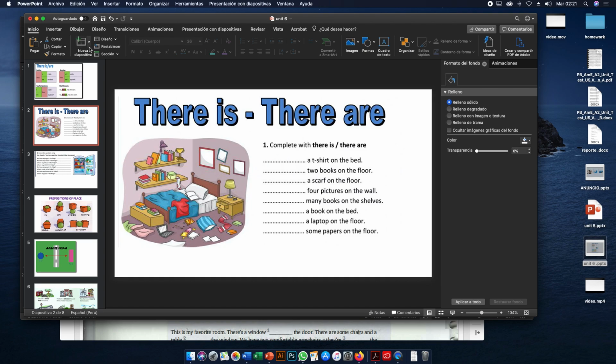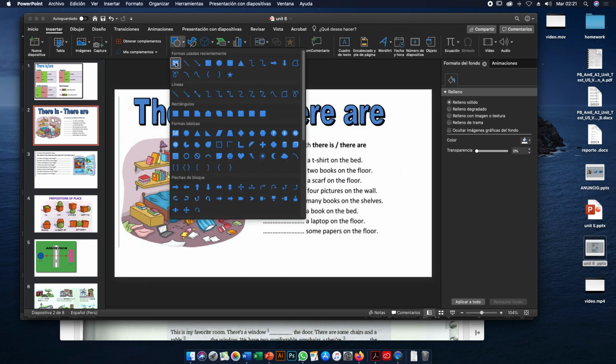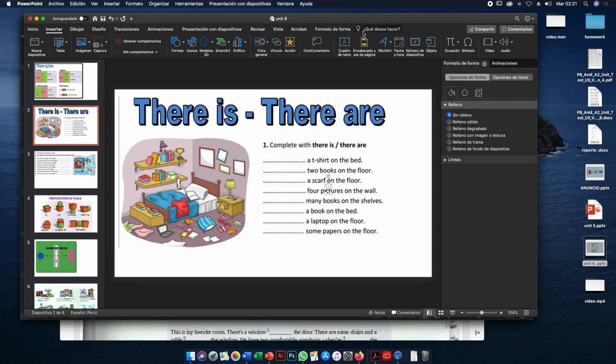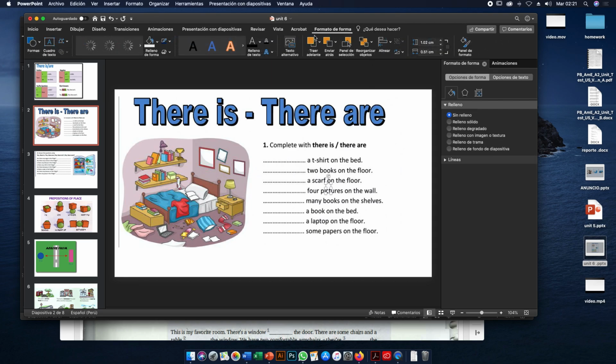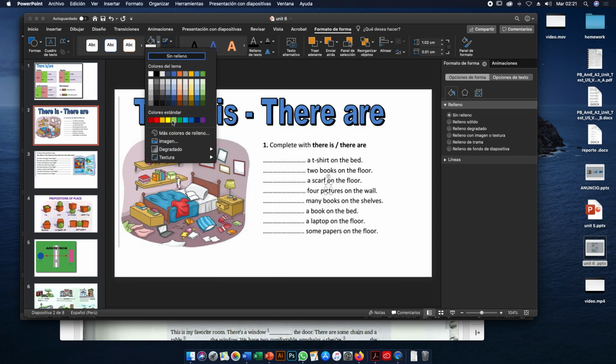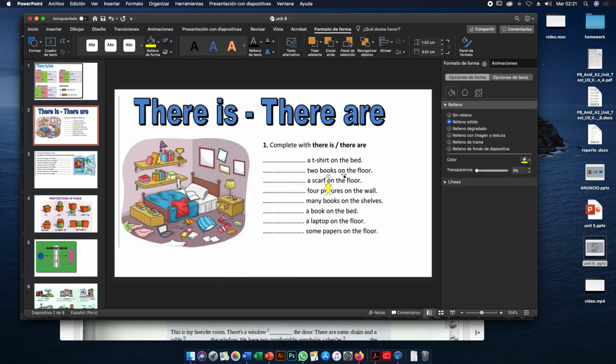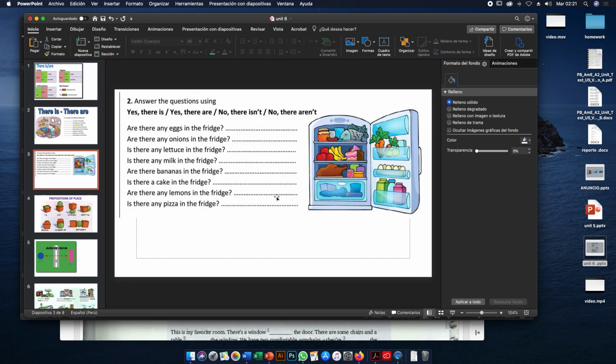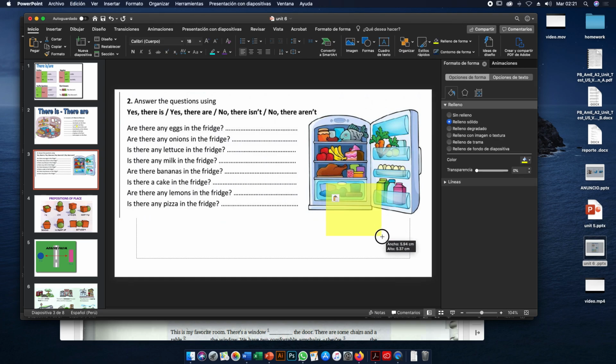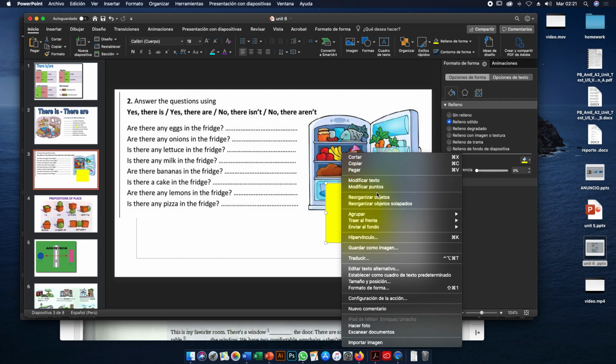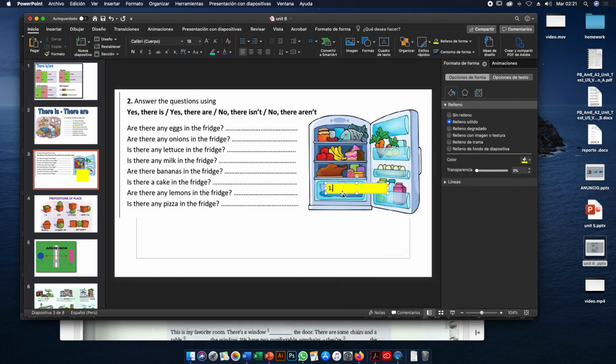Let me copy the answers here. Let me change the color of this so that it's easier for you to recognize the answers. Okay, perfect. So we have in number one, are there any eggs in the fridge? So we say yes, there are. Why yes, there are? Because here you have the eggs.